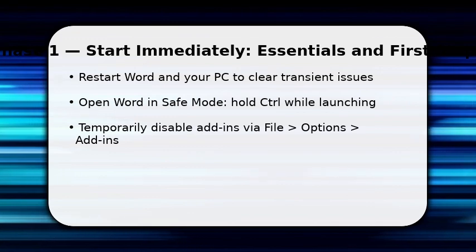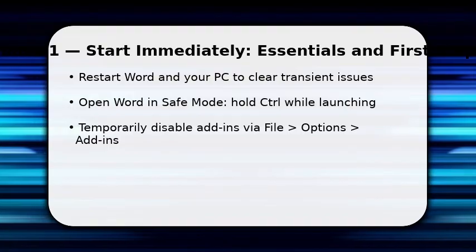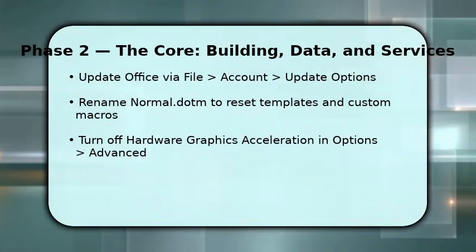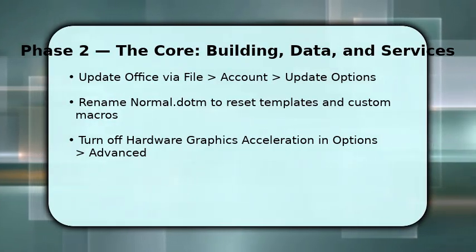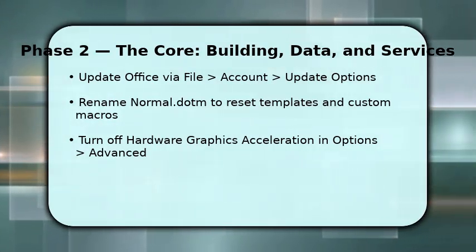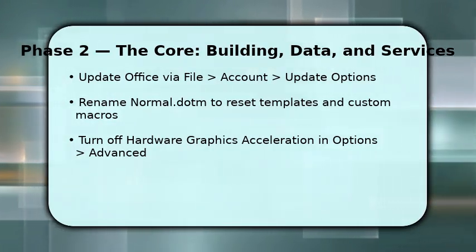Now address configuration and templates. Update Office to the latest build because patches fix input bugs. Go to File, Account, Update Options. Rename the Normal.dotm template to force Word to recreate defaults. This clears corrupted macros or key bindings.